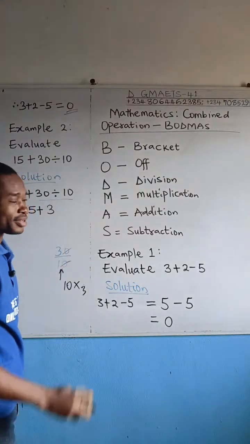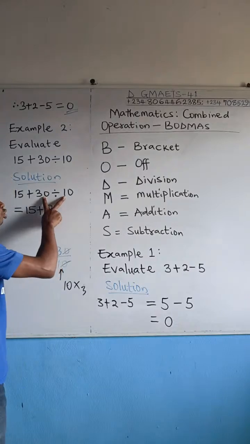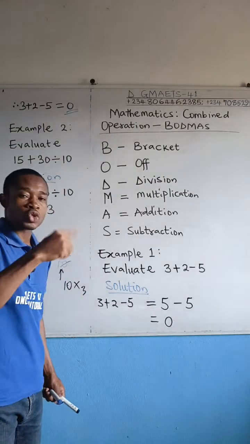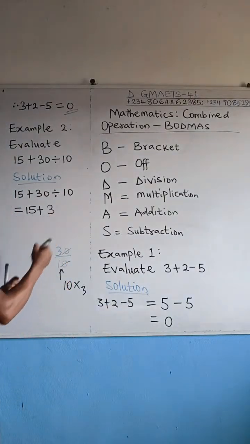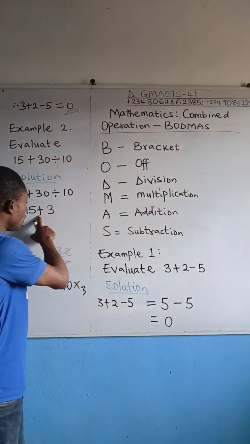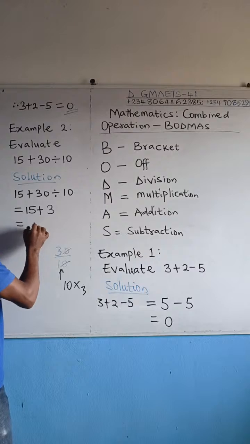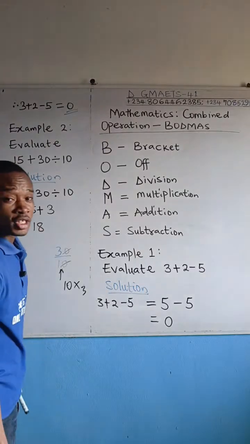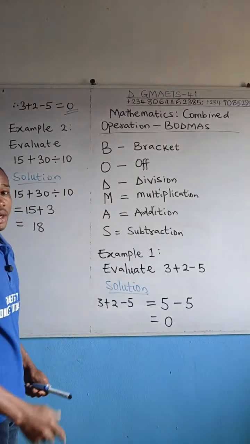Are you getting it? So we have done that. 30 divided by 10, these two numbers, if you solve it, you get one single number, which is 3. So from here, you now write equal to 15 plus 3, which will give you 18. This is the only operation we have left, plus. So just add straight. 15 plus 3 will give you 18. And you see, we have gotten a single number, 18, and that is our answer.